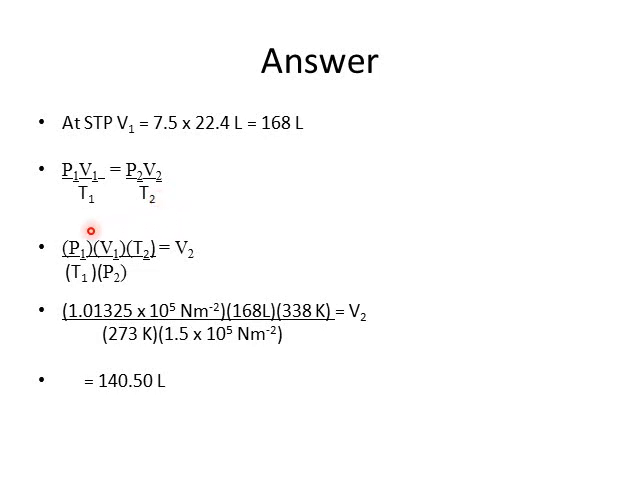I rearrange my combined gas law equation so that I have my knowns on one side and my unknown, which is my volume 2, on the other side. I simply put all the numbers in. I check my units of measure. I see I have a Newton per meter squared on the bottom and the top, and they cancel out. A Kelvin on the bottom and the top, they cancel out, meaning my final answer will have units of measure of litre. When I put all these numbers into the calculator, I find that my answer should come out at 140.5 litres.